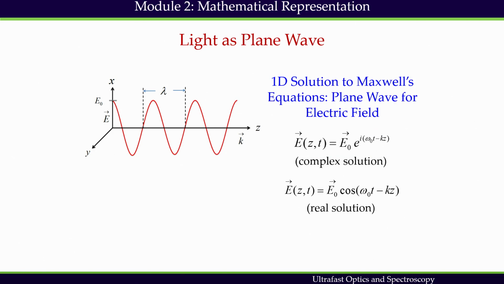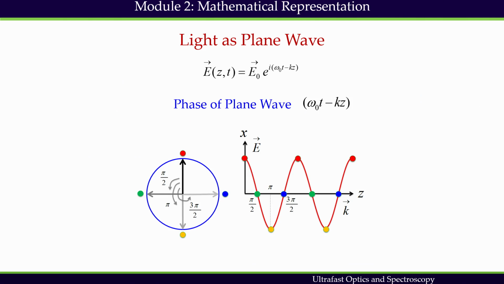We must note here that the actual electric field is the real part of the solution, and the real part of the solution is given by cos(omega naught t minus kz), which is nothing but an amplitude modulated cosine wave. Its electric field oscillates on the plane xz. This is the plane x and z. On this xz plane, the field is oscillating and the propagation direction is along this z direction.